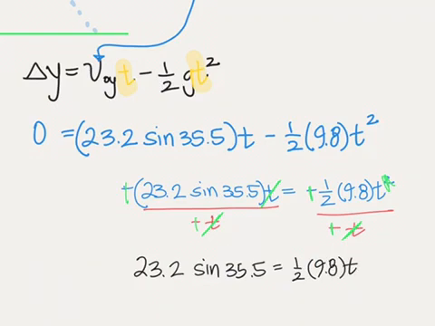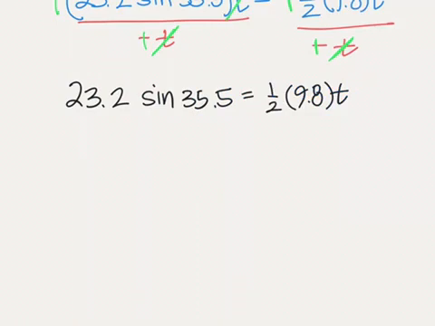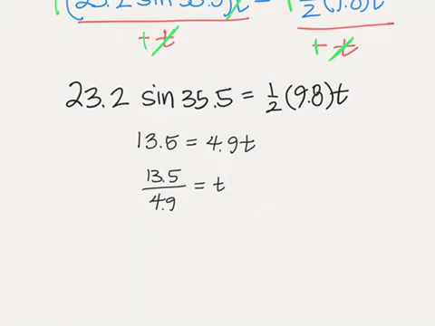Now we just need to solve. So this here on the left side should reduce to 13.5, is equal to 1/2 of 9.8, which is 4.9, t. So 13.5 divided by 4.9 is t. So we should get t is equal to 2.75 seconds.